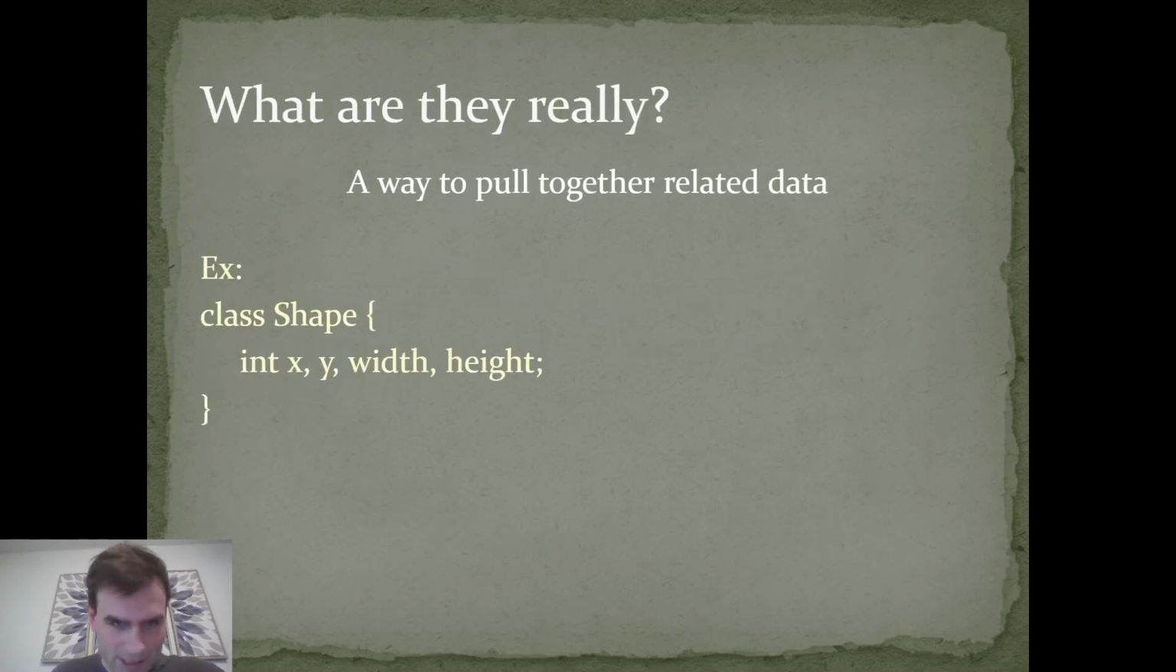So what are classes? They pull together related data. So it's like a blueprint. If you have a class Shape, shapes have an X and a Y, like where they are on a coordinate plane, and a width and a height, how wide and high they are. So all shapes have this in common, no matter what shape they might be.